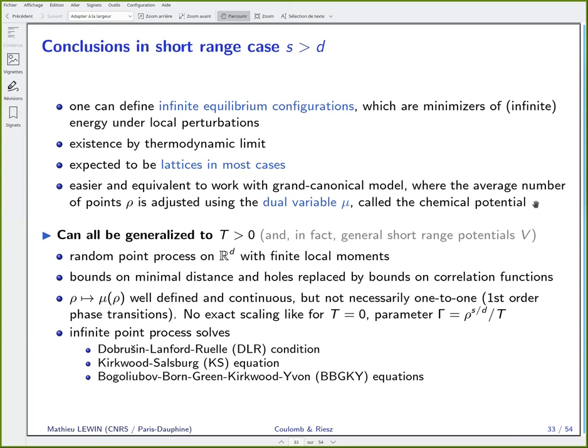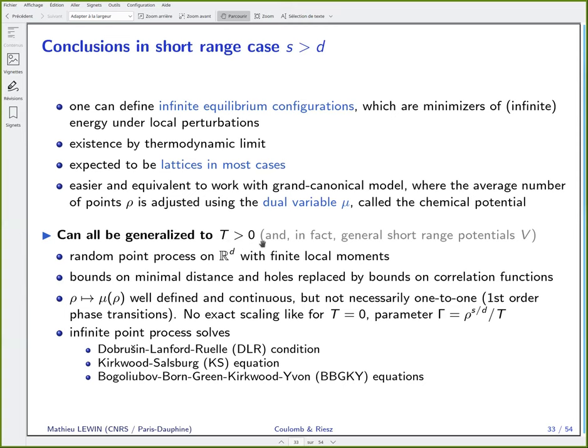Everything I told you at zero temperature can be generalized to positive temperature. And in fact, everything I told you works the same for general short-range potentials. Many proofs I gave you, or many proofs you will find in the paper, are easier because our potential is positive. But nevertheless, everything is true in a similar manner. If you have a general short-range potential, it might just be a little bit more complicated to prove.